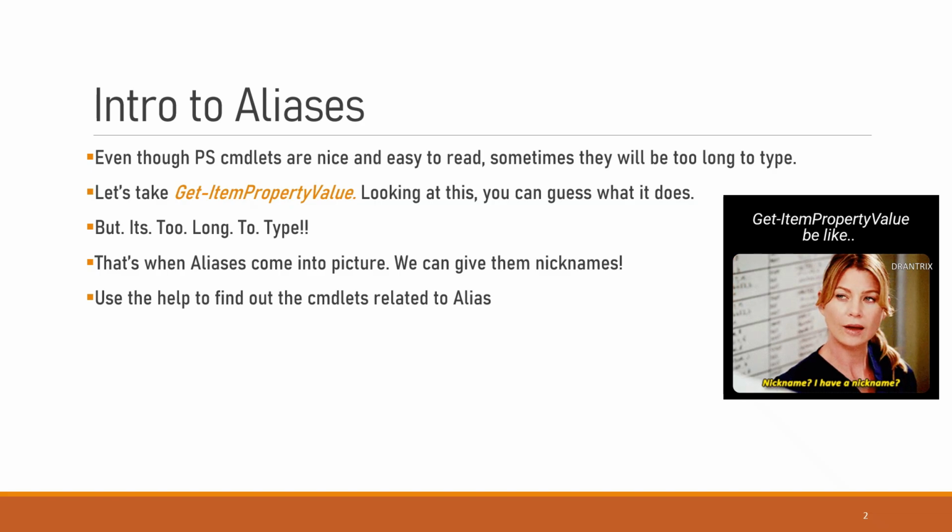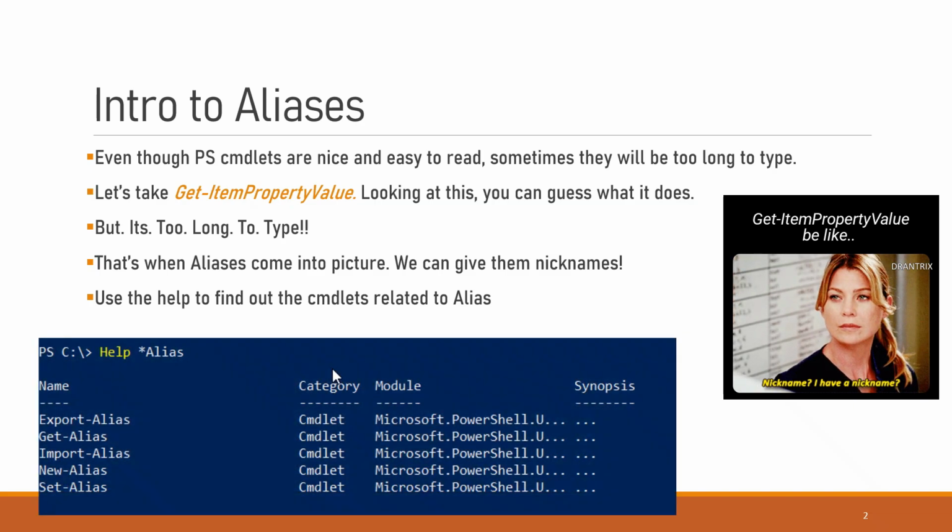So let's use the help system to find out all the commandlets related to alias. So how do you do that? Yes, perfectly. Using help space star alias. This will get all the commandlets ending with alias. So we have Export-Alias, Get-Alias, Import-Alias, New-Alias and Set-Alias. And in this video, we're going to talk about each one of them with examples.